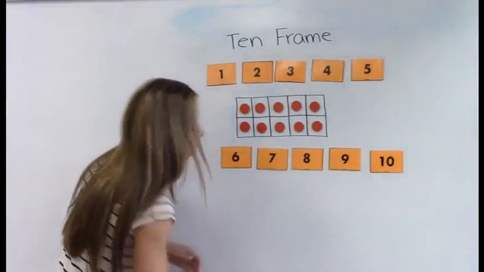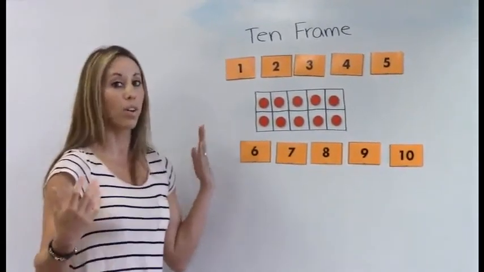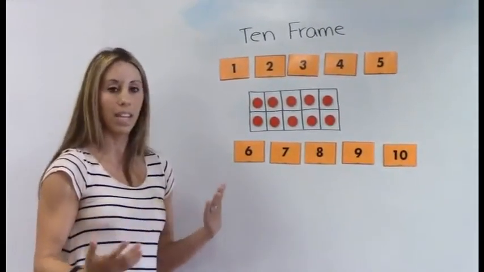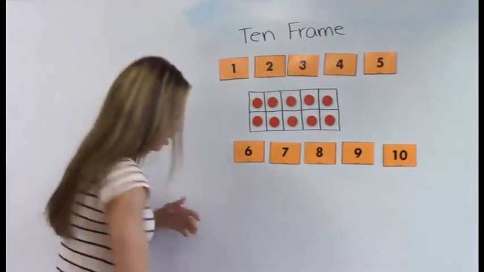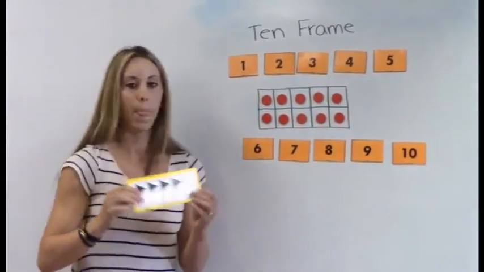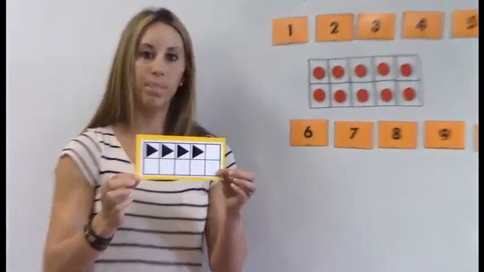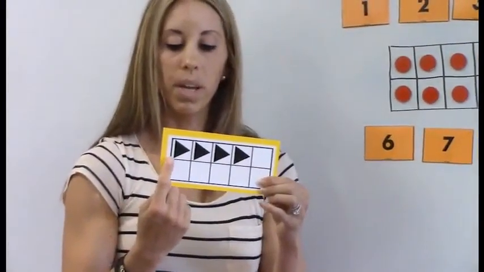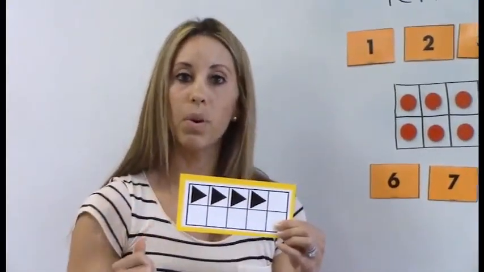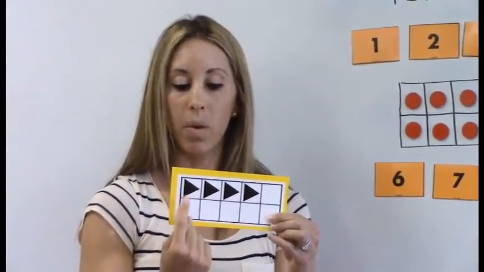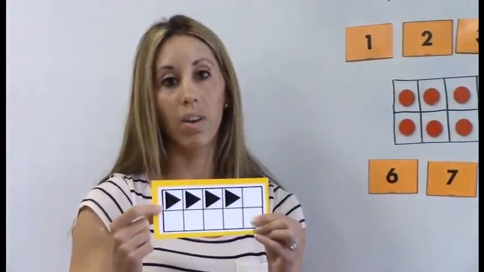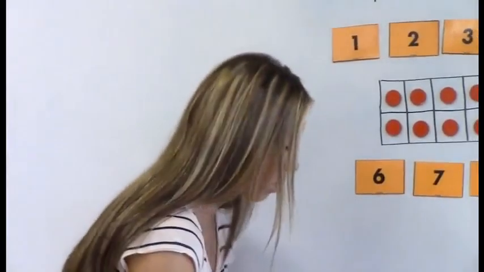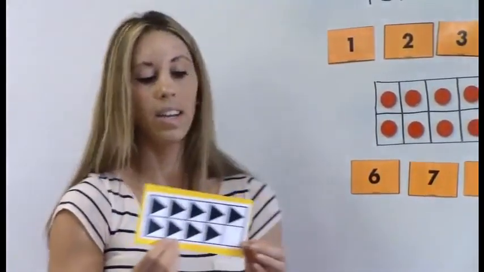So something we want our kids to be able to do with this is called subitize. Subitize is a fancy word for instant recognition. So let me show you what that means. Here's our 4 on our tens frame. We want students to be able to look at it and know that it's 4 right away without having to say 1, 2, 3, 4. That might be a strategy that they use at first, but eventually we want them to look at it and know that it's 4.